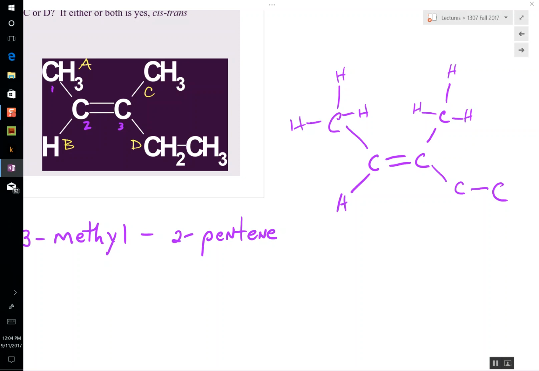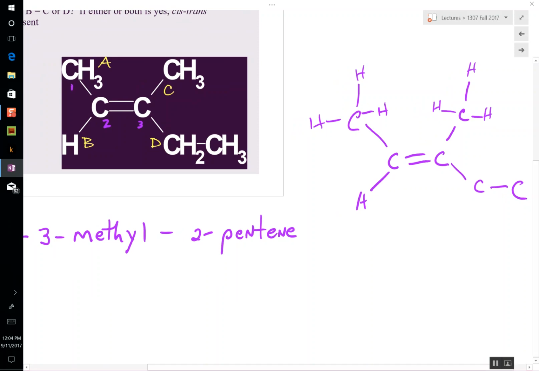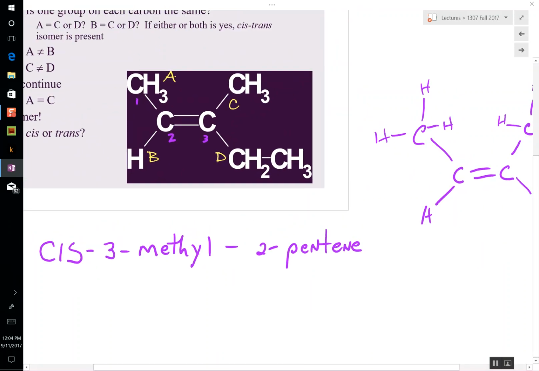Yes? So when you're naming in order, you're always going to do the cis or trans and the methyl and ethyl first, before you say pentene? So you're always going to say that part first, right? You could do it both ways, but we were analyzing this molecule to figure out whether that is even going to need to be in the name.